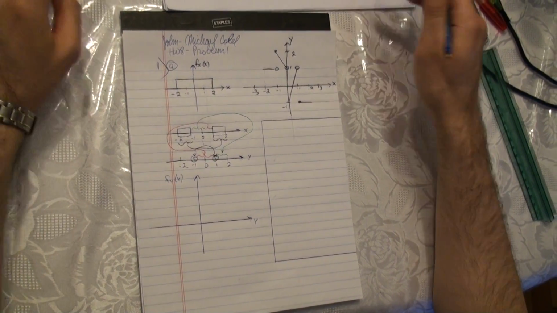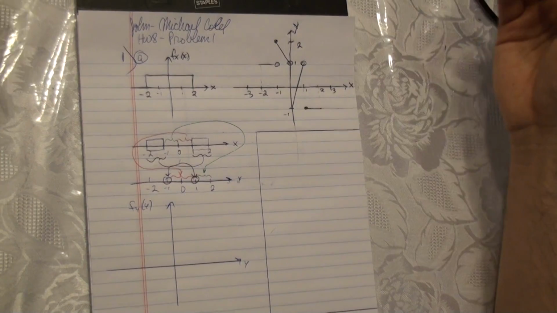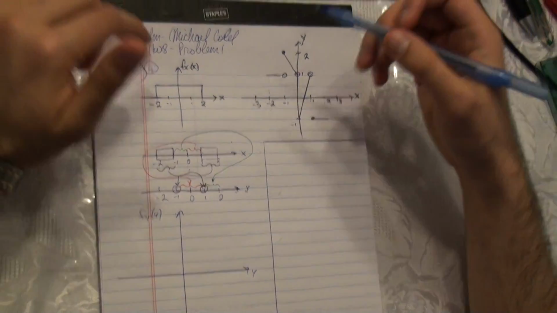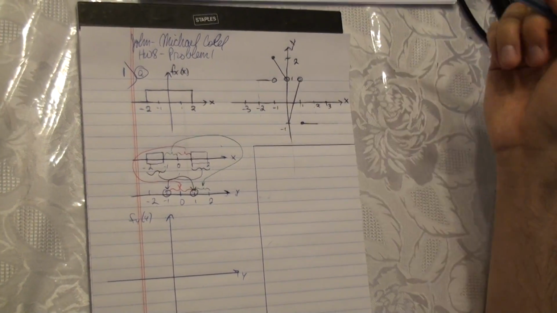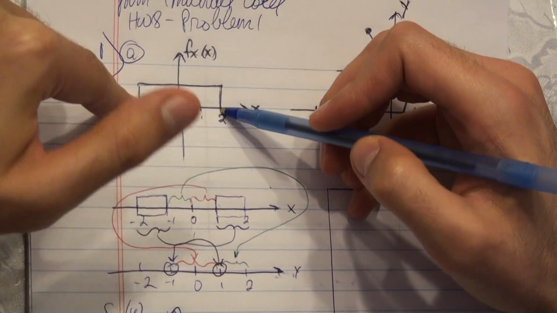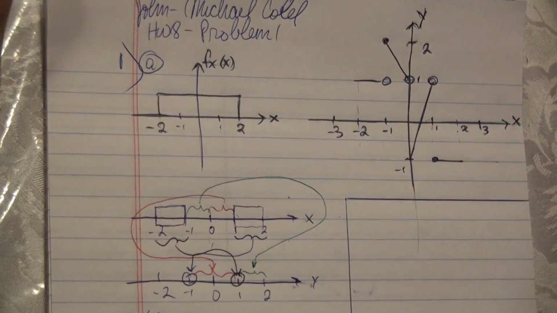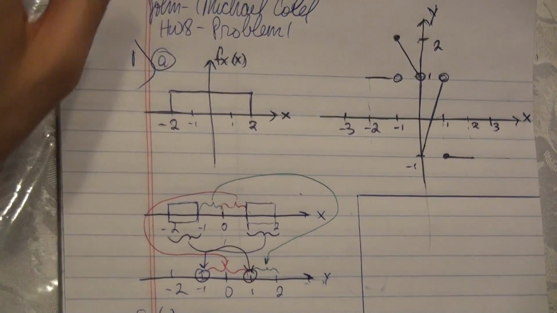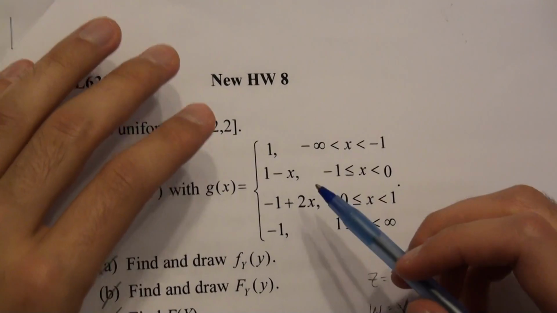Okay, homework 8, problem 1. So part A, problem 1 gives us some information that x is uniform between -2 and 2. So that means that the density function, little f of x, is uniform between -2 and 2. So I have that here. Then they say that y equals g of x, and they give us the function g of x right here.